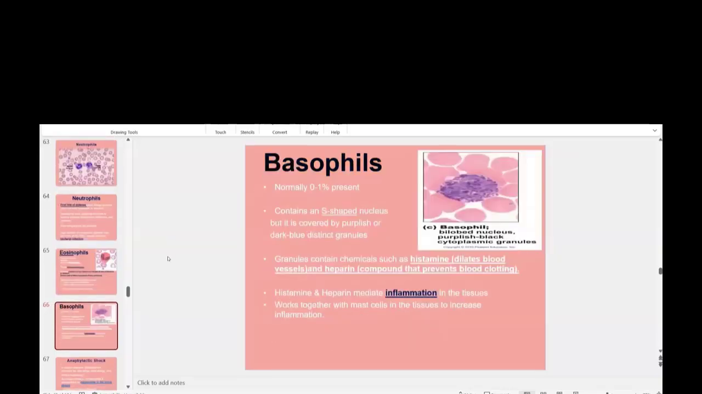Next is basophil. They normally are 0 to 1%, and they contain an S-shaped nucleus. In this picture, it's not so clear, but it has an S-shaped nucleus, and it is covered by purple or dark blue distinct granules. Granules contain chemicals like histamine that dilates the blood vessels, and heparin that prevents blood clotting. So one anti-blood clotting agent is heparin, and histamine dilates the blood vessels. So basically, basophils are involved in anticoagulation and creating inflammation, okay? And they work together with mast cells in the tissues to increase inflammation.